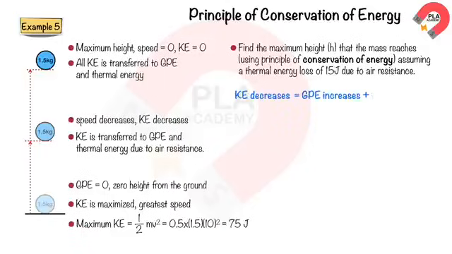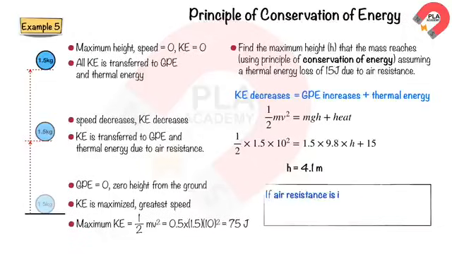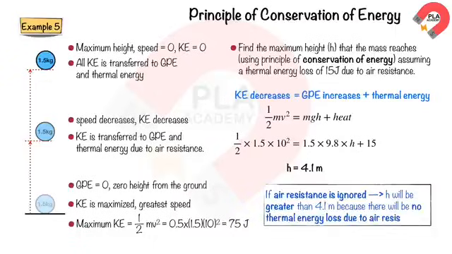The decrease in kinetic energy is equal to the increase in both gravitational potential energy and thermal energy. Using the equation half of m times v squared equals mgh plus thermal energy lost, we can substitute the values in: m equals 1.5, v equals 10, g equals 9.8 and thermal energy lost equals 15. Solving this equation, we find that the height, h, equals 4.1 meters. If air resistance is ignored, the height it reaches from the ground will be greater than 4.1 meters, because there will be no thermal energy lost due to air resistance.